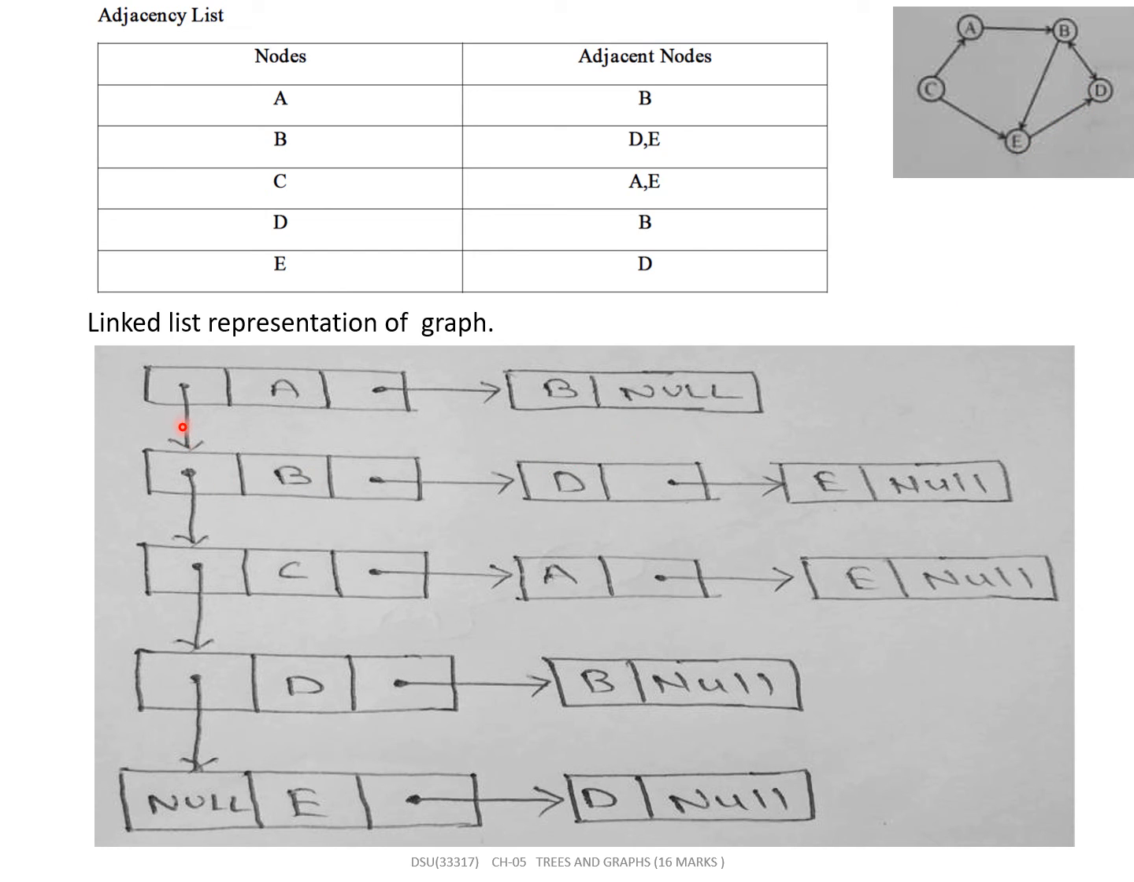Now the linked list representation. See here, this is the linked list representation. From this list, we can draw the diagram easily. A has one linked list member, B. B has two nodes, D and E. Then C has two nodes, A and E. Now D has one node, B, and E has one node, D. Okay, this is the linked list representation of this graph.